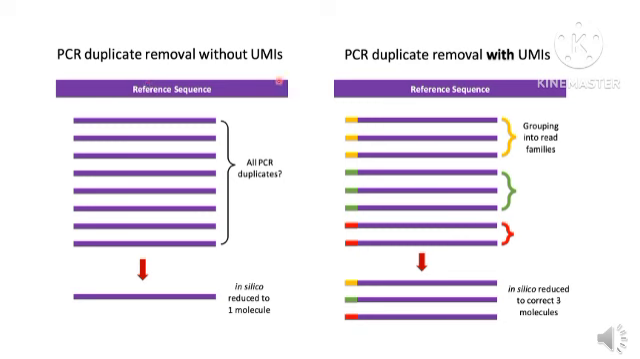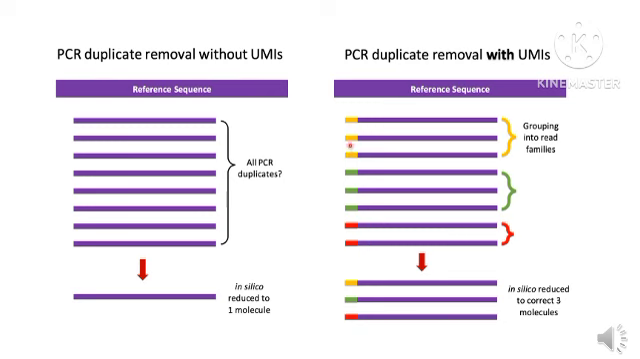So again, for better understanding, after PCR amplification, you don't know whether these are PCR duplicates or true copies of your original DNA. So without UMIs, you cannot say. By in silico analysis, all of this will be reduced to one molecule. When you tag your sequence with UMI, then you can differentiate them based on UMIs.